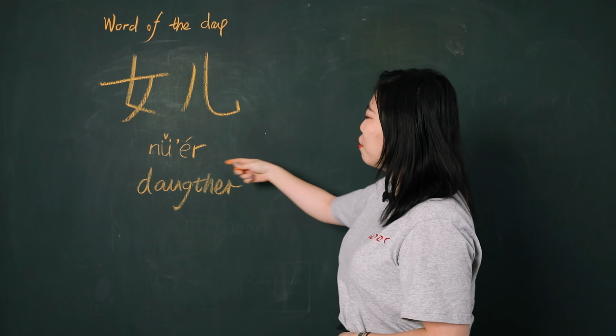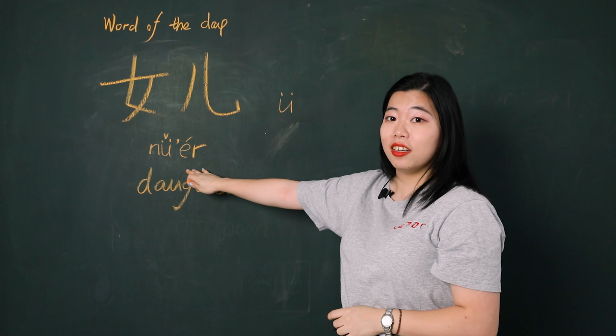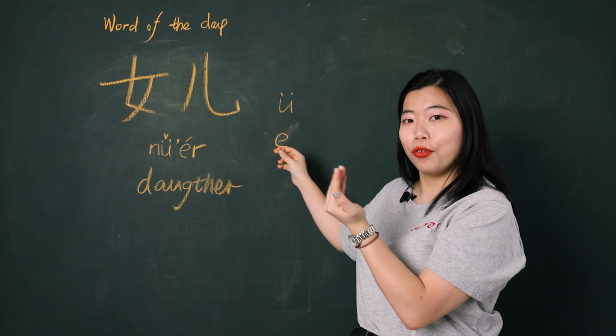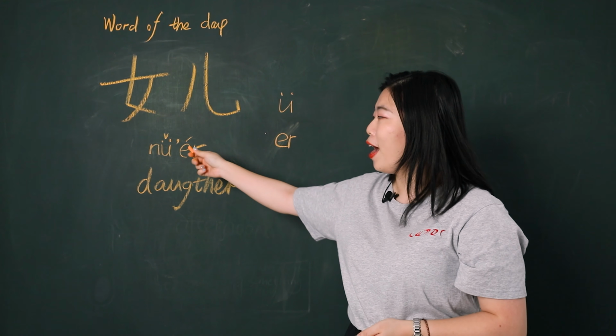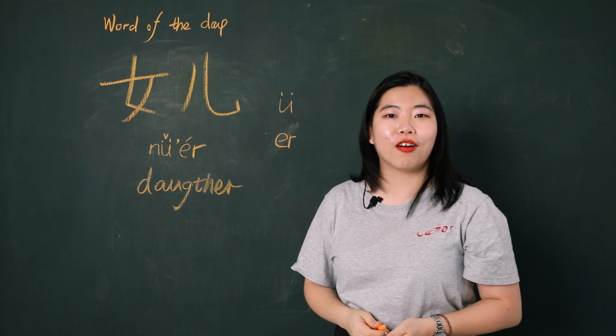First, 女 is 女. We pronounce it first. And roll your tongue. 儿, 女儿. And do you find here have a small dividing mark? So when we write 女儿, you need to add a small dividing mark here.